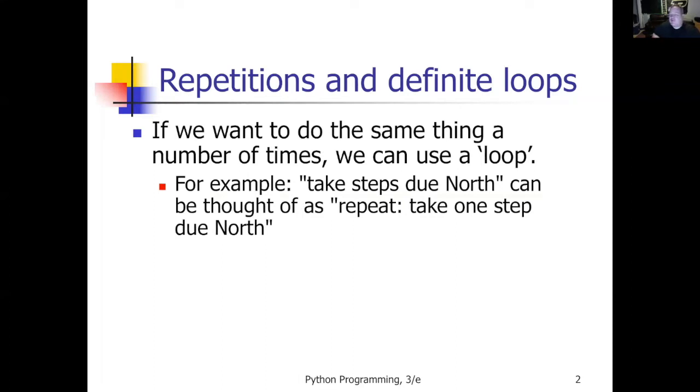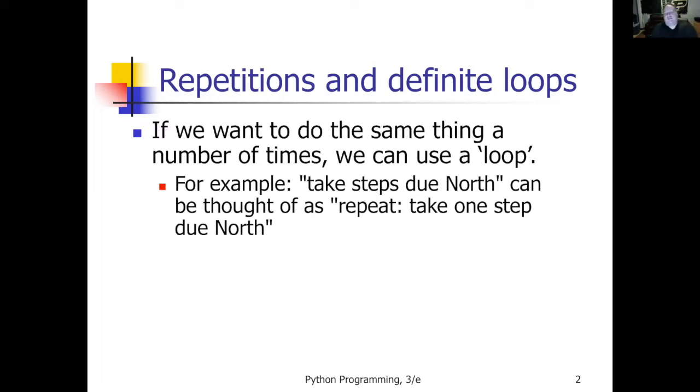So for example, if I want to give the instructions, let's say to a robot, take 10 steps due north. I could do that, but that's really thought of as repeat 10 times, take 1 step due north, right? Or if I don't know how many steps it's going to be, n number of steps, I can say repeat n times, take 1 step due north.